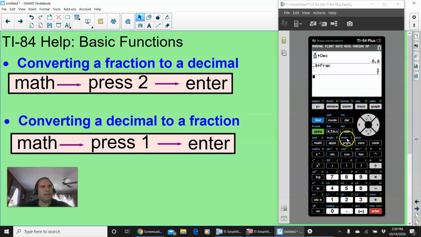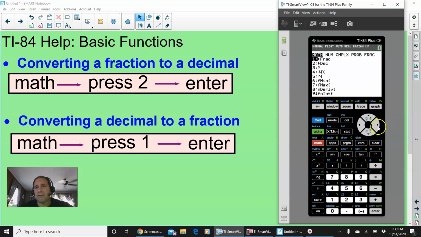And there it is right here, again going over it, converting a fraction to a decimal. You get that fraction in there, 7 over 8, and I want to convert that into a decimal. I'm going to press math, go down to decimal. You could press 2 and press enter. You get 0.875. If I put that same thing in, 0.875, I'm looking to convert that into a fraction. You press math and leave it on fraction, press enter and enter again, and you get 7 over 8.